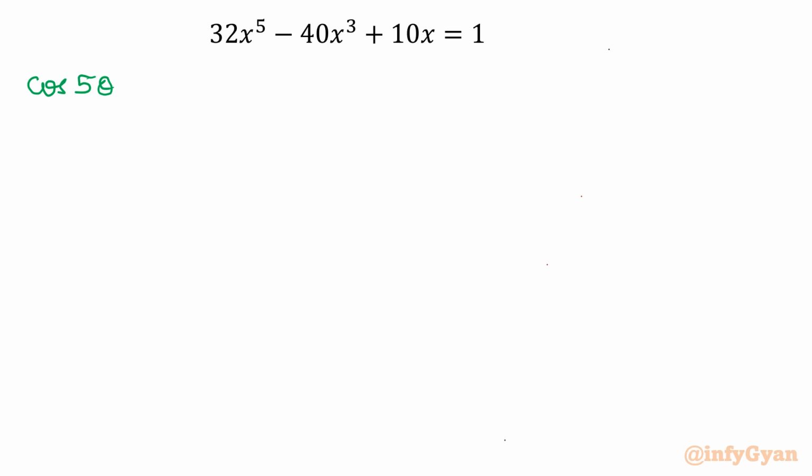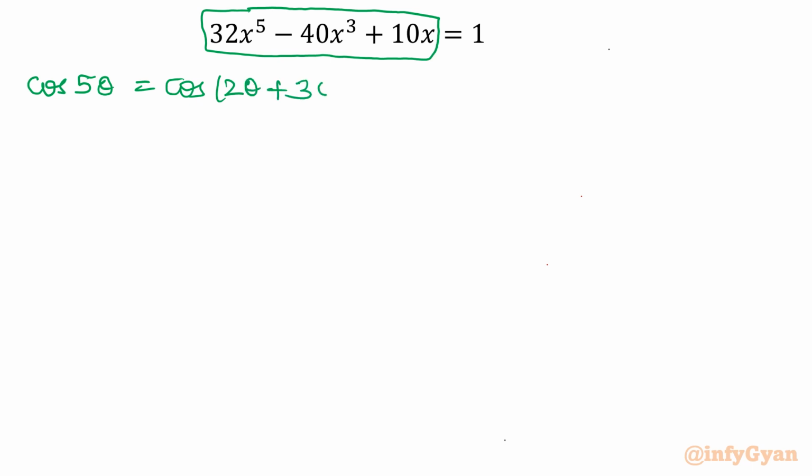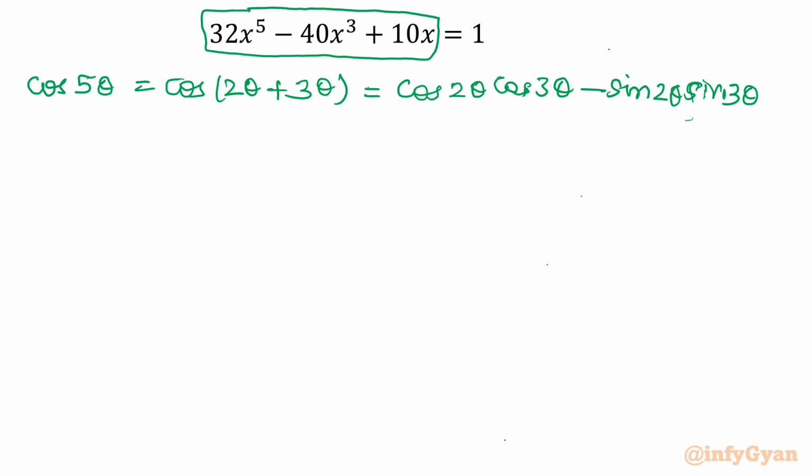There are two ways possible to find cos 5θ, because this LHS looks like the formula of cos 5θ. Either you can write it as cos(2θ + 3θ) and simply apply the formula of cos(A + B). So we can write cos A cos B, cos 2θ cos 3θ, minus sin A sin B, sin 2θ sin 3θ. Then we will apply the sin 3θ formula, 3 sin A minus 4 sin³A, and the cos 3θ formula, 4 cos³A minus 3 cos A. After that we will expand and we will get the answer.